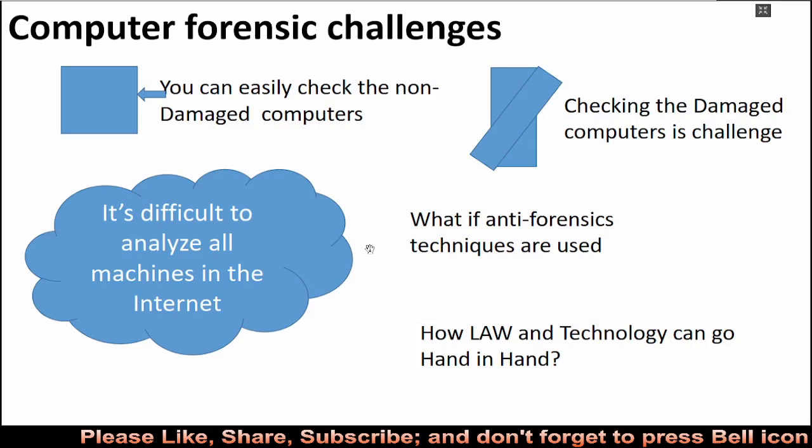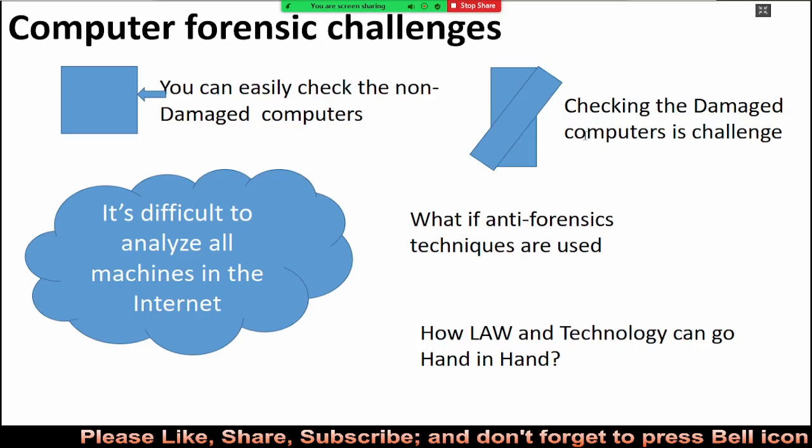Suppose you have a CD-ROM as digital evidence but it is half broken. Then data recovery is not that easy. A CD reader won't read a broken or crashed CD, and in such cases you have to check the CD's hardware, read each bit, and try to regenerate the data from that CD. So checking damaged computers in forensic science is very difficult, sometimes near to impossible.